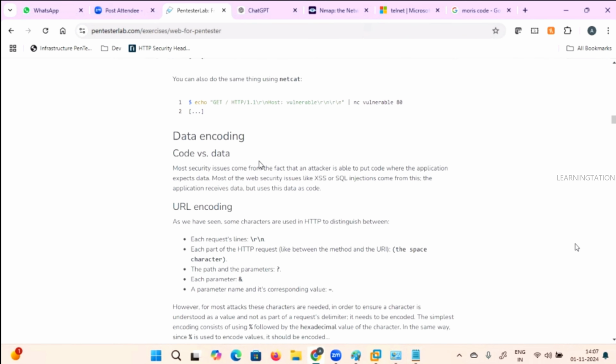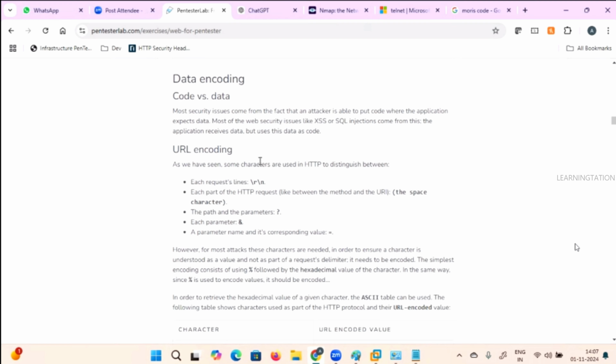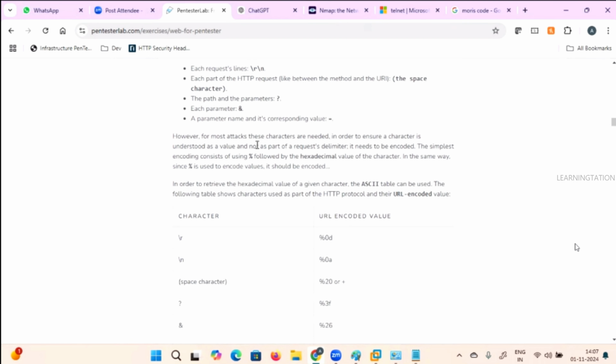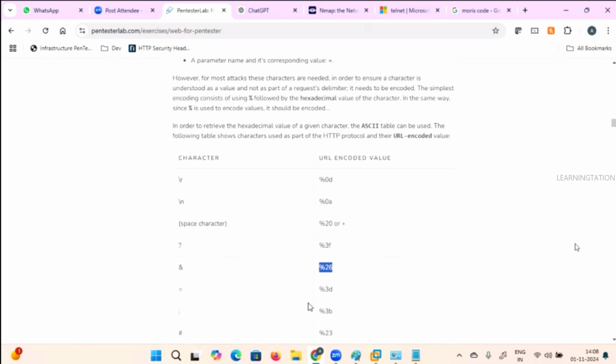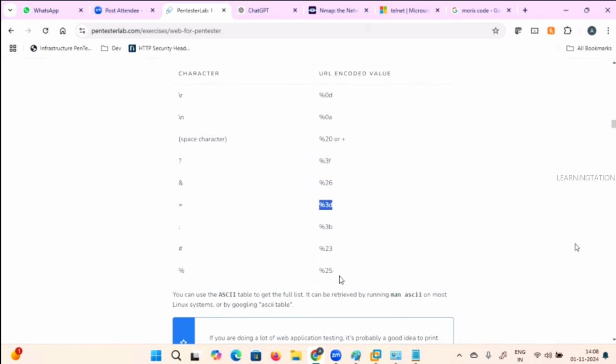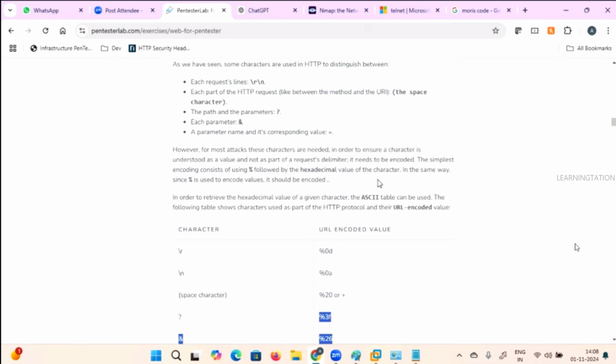Similarly, there are different types of encoding, which are just techniques that convert data. However, you don't need a key to decrypt it. You just need to know the method. So there is URL encoding. If you have written a slash, it is converted to this. If there is a space, it is converted to %20 or a plus sign. If it is a question mark, it is converted to this. If there is an ampersand, it is converted to this. Equal to is converted to this. So these are some examples of URL encoding.